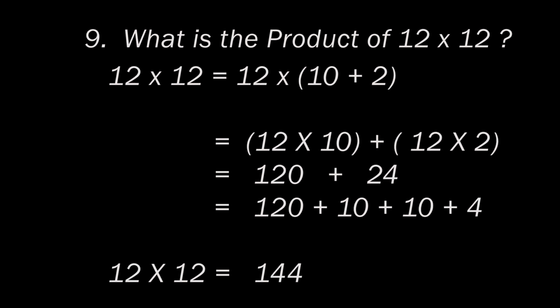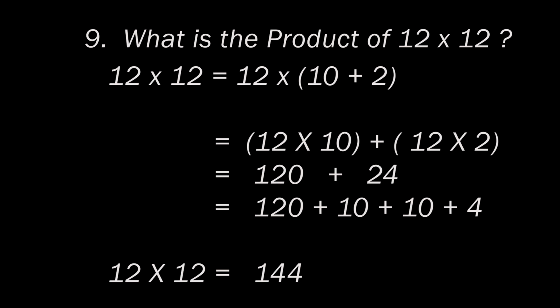What is the product of 12 times 12? 12 times 12 equals 12 times bracket 10 plus 2 bracket. We change the 12 to 10 plus 2. Now we must multiply the 12 times the 10 and the 12 times the 2 within the bracket. So that equals bracket 12 times 10 bracket plus 12 times 2 bracket.